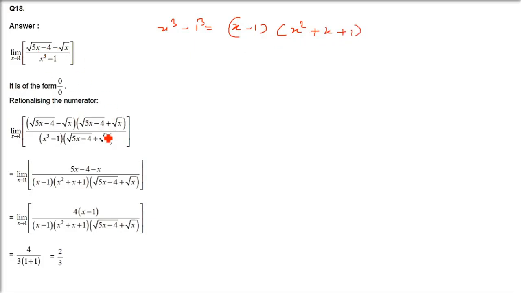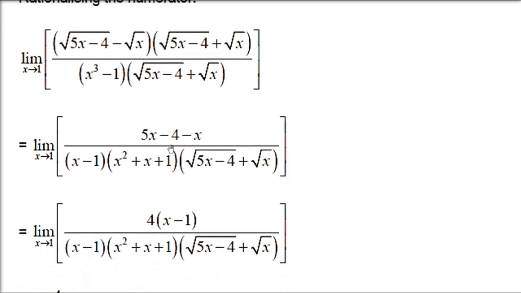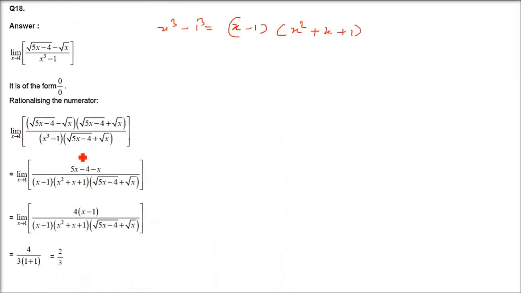So first let us rationalize it. The rationalization factor is of course with plus sign, and a square minus b square, so 5x minus 4 minus x, and this 5x minus x is 4x minus 4. Now you can take 4 common, it will be x minus 1. And in the denominator, as I already told you, x cube minus 1, the cube formula we are applying.